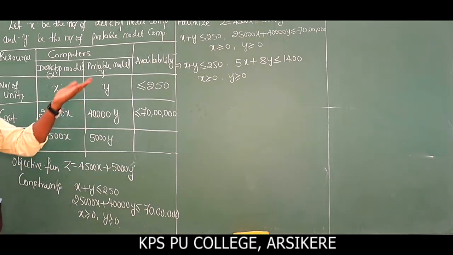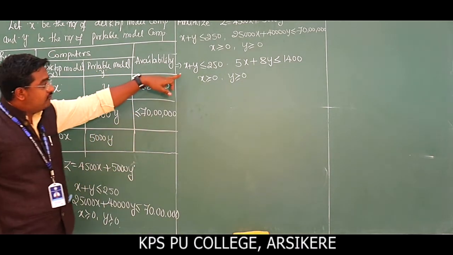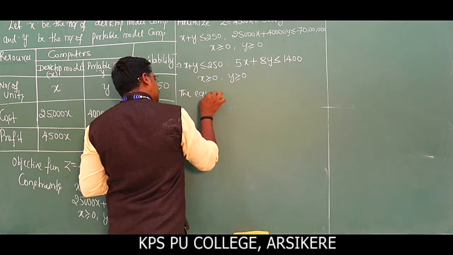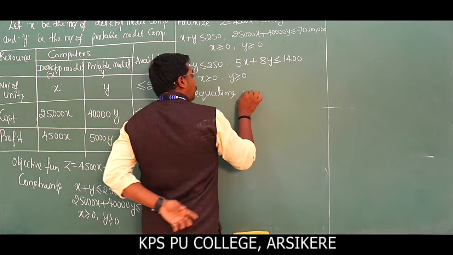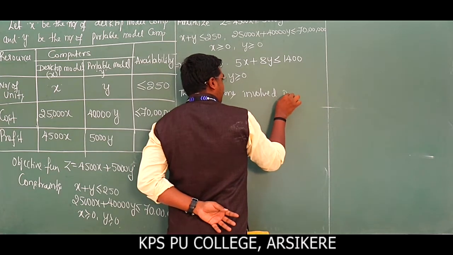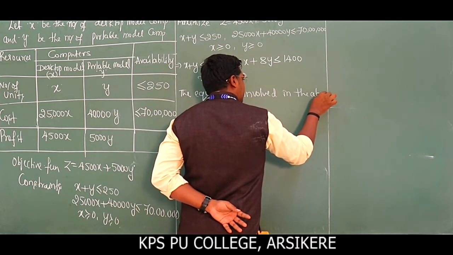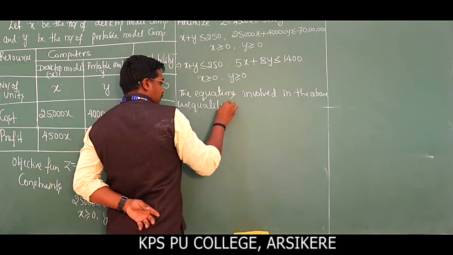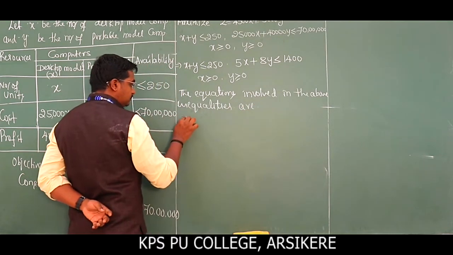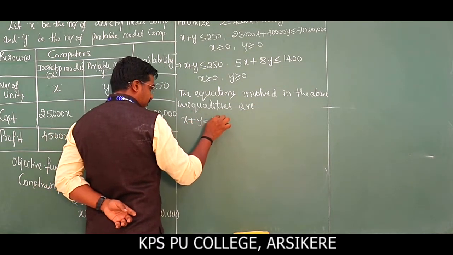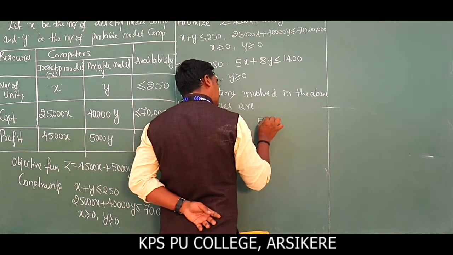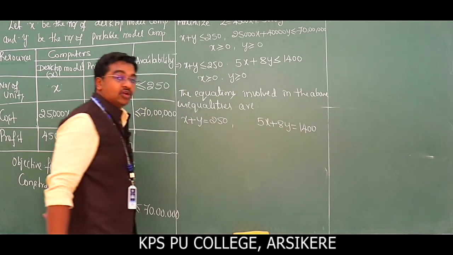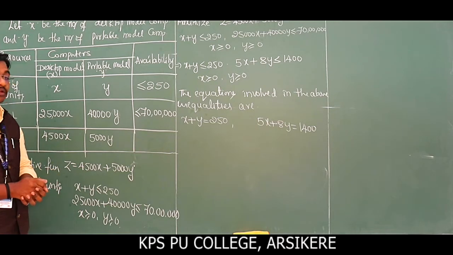Next step, what is the next step here? First you have to write the equations involved in the above inequalities. It is x plus y is equal to 250, and the second one 5x plus 8y is equal to 1400, and x greater than or equal to 0, y greater than or equal to 0. So directly we will draw the graph.